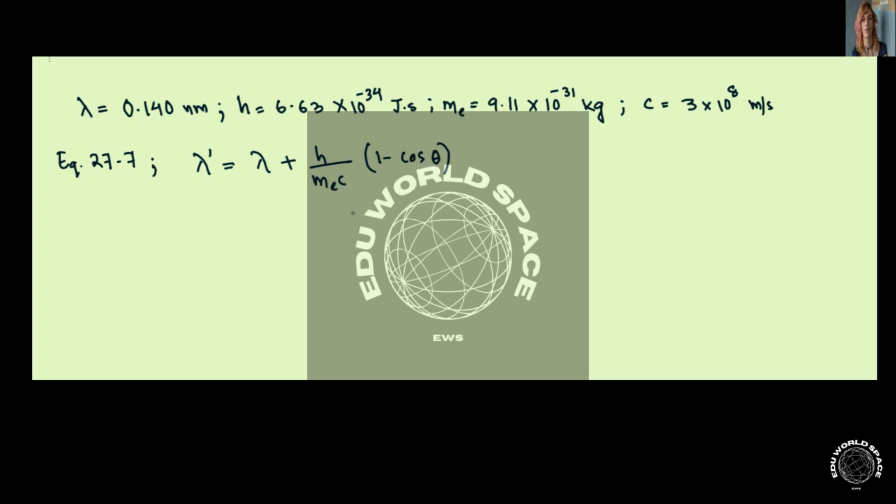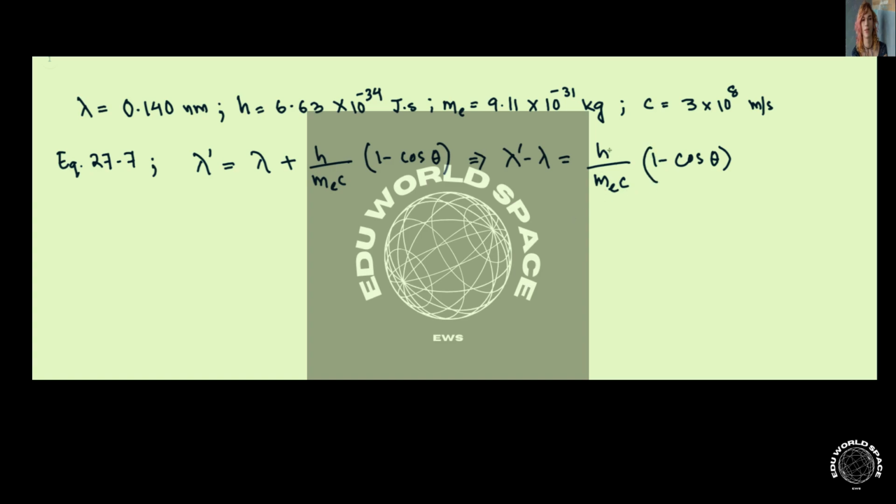And theta is different for each of the parts of the question. Theta is the only parameter that's different. So lambda dash minus lambda is the shift, the wavelength shift. This is equal to h over MEC times 1 minus cos theta.